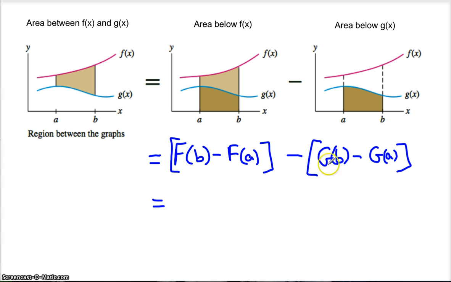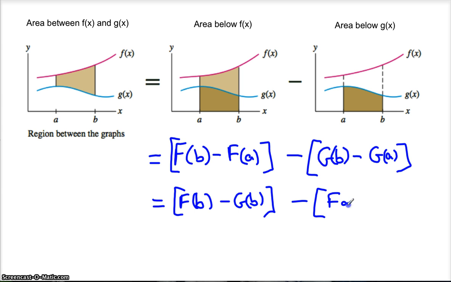I'm going to regroup this. I'm going to group F of b and G of b here. So F of b minus G of b. So group it that way. And I'm going to group F of a and G of a. So why did I do this? Why did I regroup it?